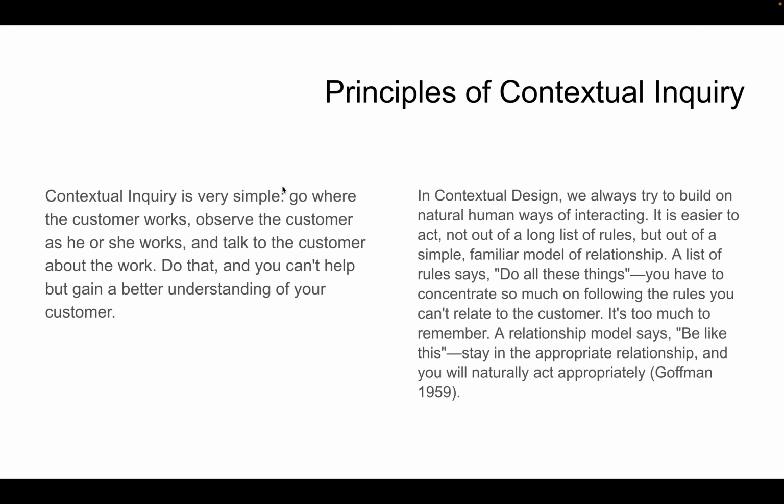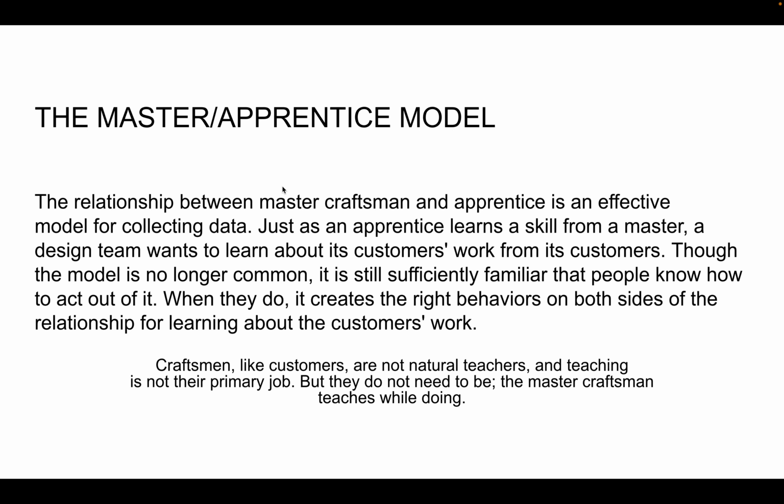In contextual design, you have to follow a master's apprentice model. The relationship between master craftsman and apprentice is an effective model for collecting data. They gave an example of two other models for understanding this approach. For example, if you take the parent-child model, you will have a model where someone is telling you what to do, and you can decide either following or not following what to do.